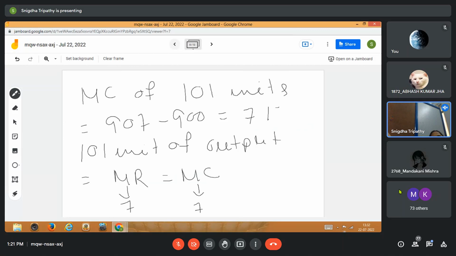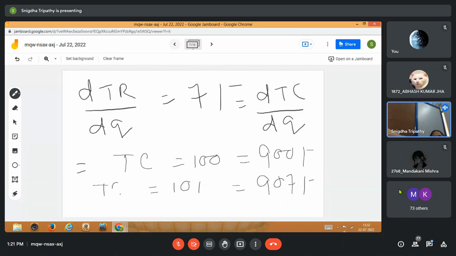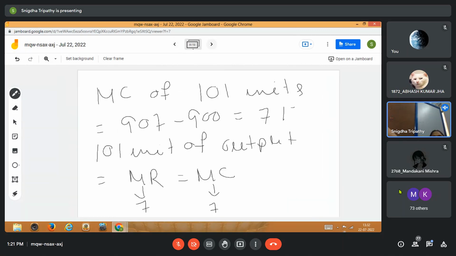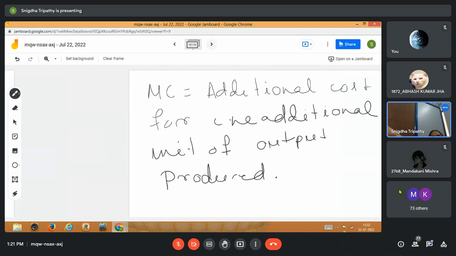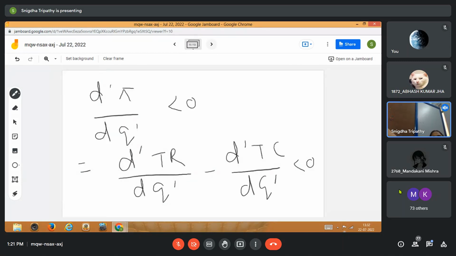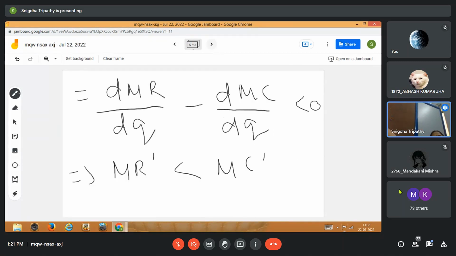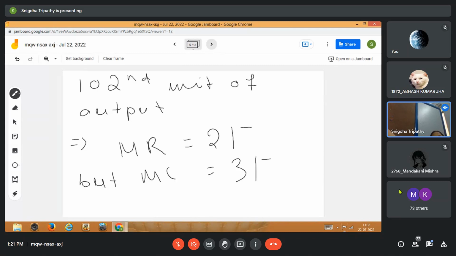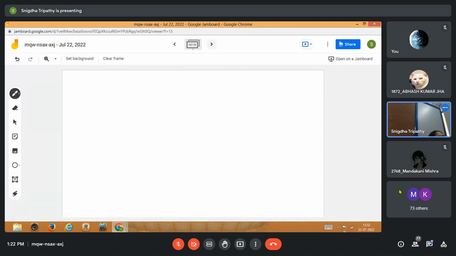907 and 97 rupees, then 1007 and 1000 rupees, 101. 102nd unit, it is at 102nd unit.